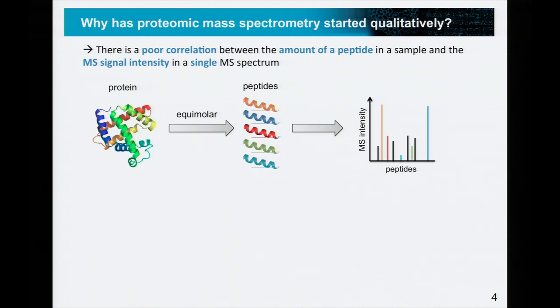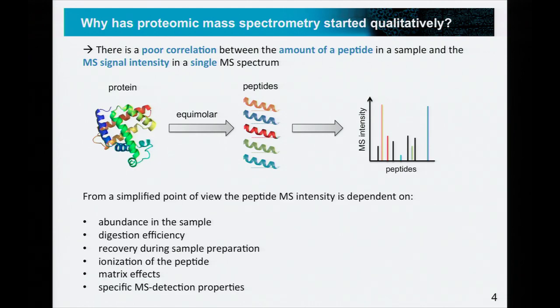The reason why we get these different MS intensities is that the intensity that we measure for each peptide is not only dependent on the abundance of that peptide. Otherwise, we would expect everything here to be the same. But there are additional factors that also influence which intensity we measure. These additional factors are, for example, how efficiently a peptide is cleaved from the mother protein. This will influence whether it's more intense or low intense.